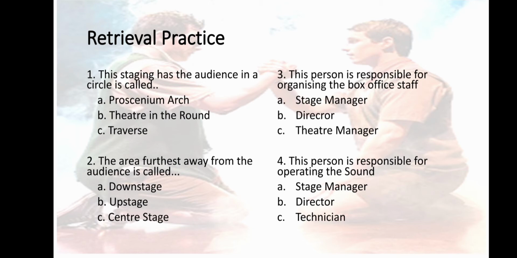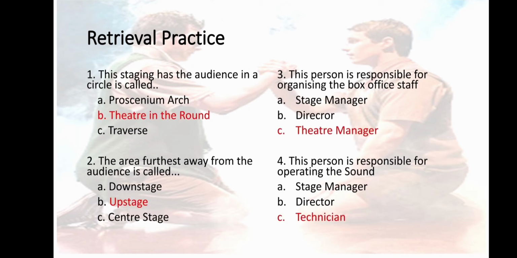Number 3. This person is responsible for organising the box office staff. Is it A. the director, B. the stage manager, C. the theatre manager? And number 4. This person is responsible for operating the sound. Is it A. the stage manager, B. the director, or C. the technician? Pause the video here to complete your answers.